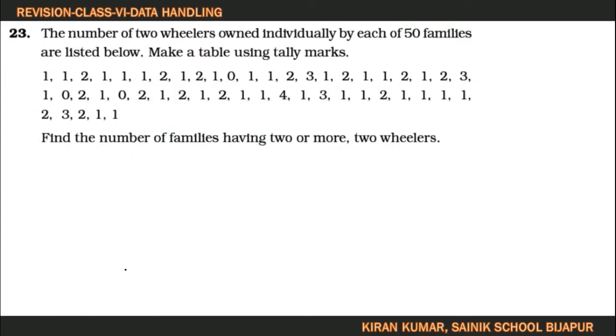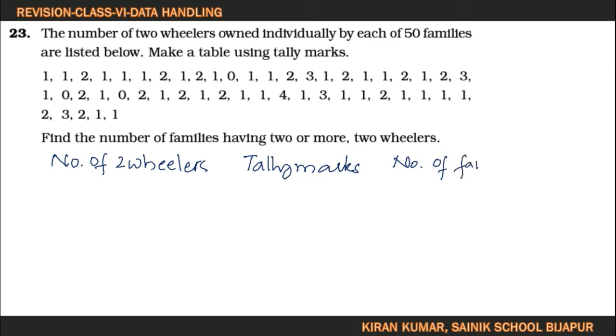Next question. The number of two-wheelers owned individually by each of 50 families are listed below. Make a table using tally mark. Here the number of vehicles and the number of families we need separately. So I'll write here the number of two-wheelers and the respective tally mark and the number of families.